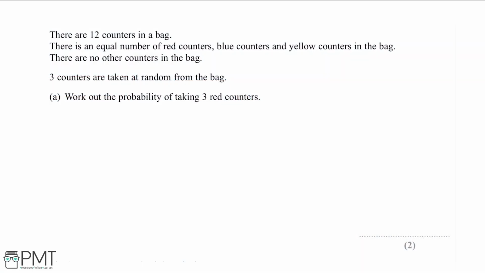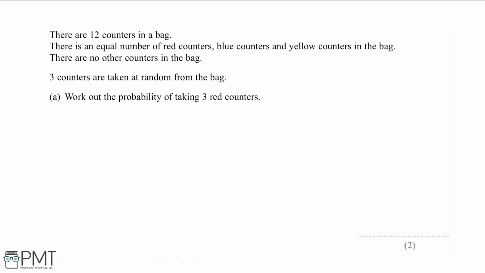There are 12 counters in a bag. There is an equal number of red counters, blue counters and yellow counters in the bag. There are no other counters in the bag. 3 counters are taken at random from the bag. Work out the probability of taking 3 red counters.